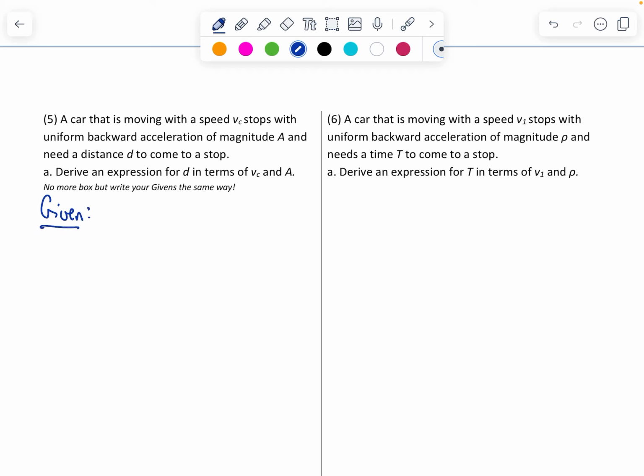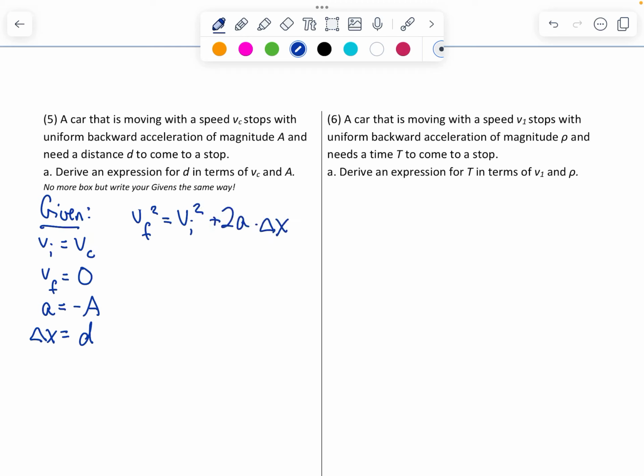Okay, a car that is moving with a speed vc stops with uniform backward acceleration of magnitude a and needs a distance d to come to a stop. Derive an expression for d in terms of vc and a. Okay, so we don't have time. We're not looking for time. We are looking for d.